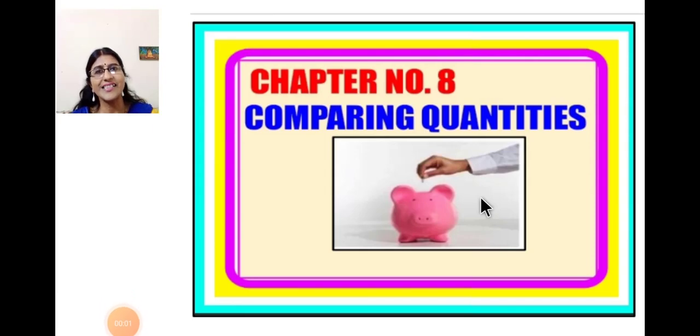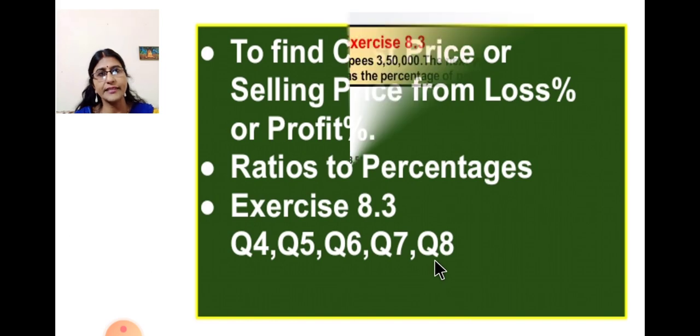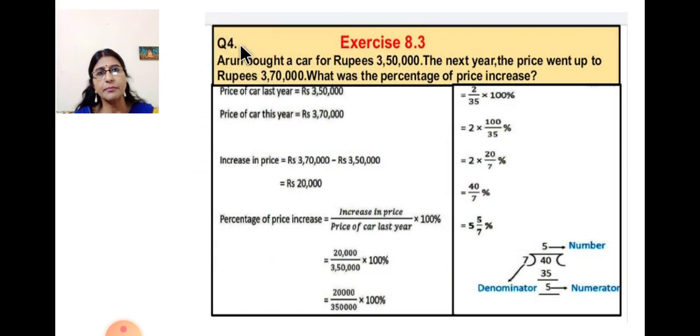Hello students, Sairam. Let us continue with the same chapter, chapter number 8, comparing quantities. Today we will understand to find cost price or selling price from loss percent or profit percent, and then ratios to percentages, and then exercise 8.3 we will do from question number 4 to question number 8. So let us start. Question number 4 of exercise 8.3.